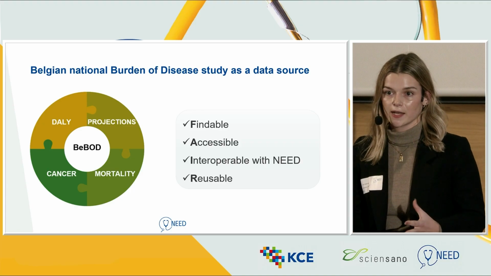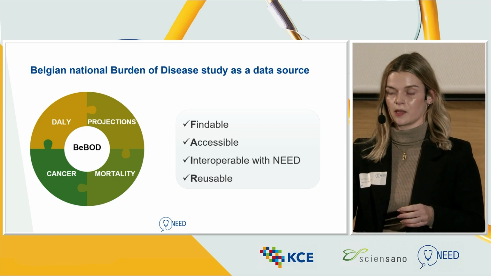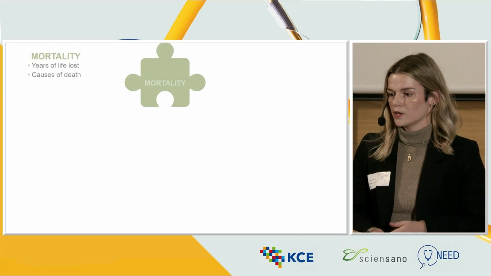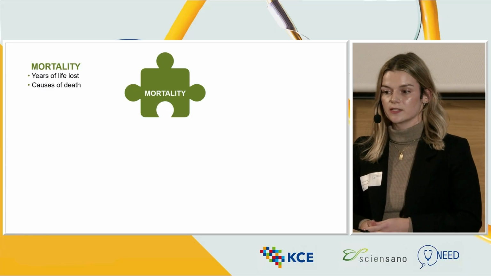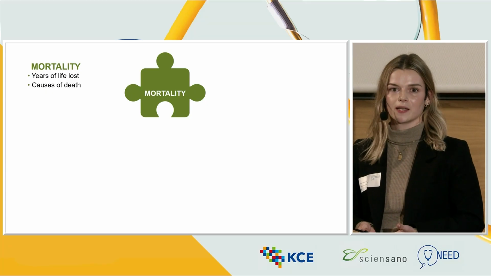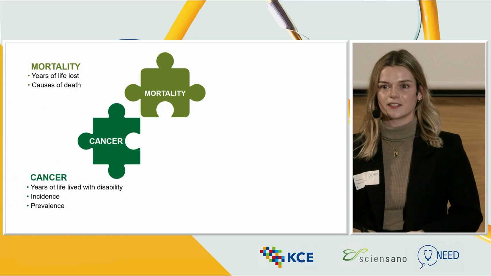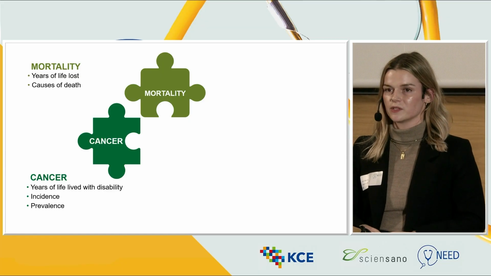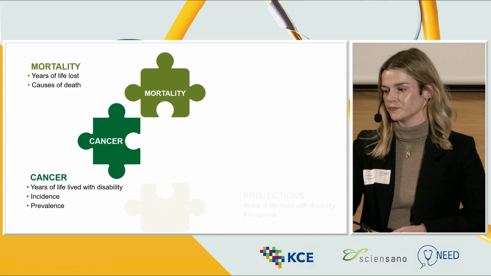But before we can go ahead and use it for our NEAT database, we actually have to take apart this puzzle, because we need to know what is actually included in this data set. So a first piece of the puzzle is a mortality data set, which includes data on YLL and the causes of death, which would be very useful to calculate the YLL per death, which is an indicator in our framework. Then the next data set is our cancer data set, which is based on data from the Belgian Cancer Registry, which also contains different indicators.